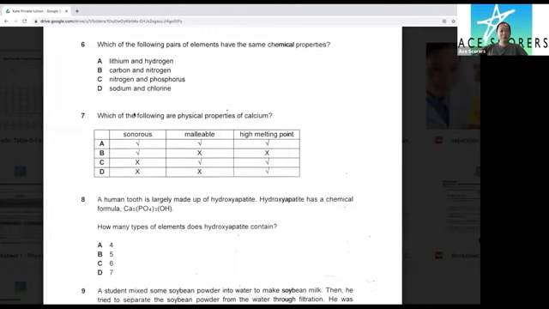Same chemical properties. Question number 6. This is hard. You need to get a copy of the periodic table. You can go Google, get a periodic table. You need to see where they are. Where's lithium, hydrogen, carbon, all this. You need to get a periodic table.